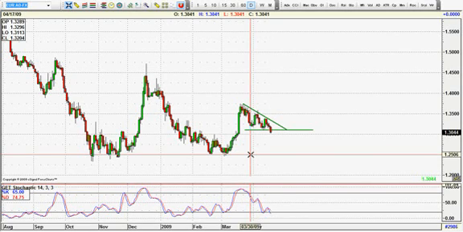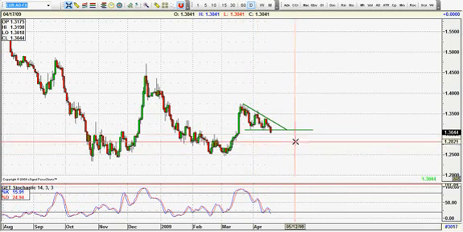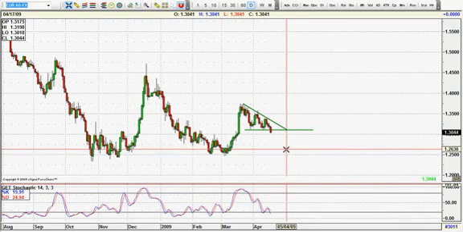Now, the ECB does speak. They do get together on May 7th. They're going to be having a meeting. If they keep talking about that quantitative easing there, that's going to be a great indication that the market is going to continue to head south here.